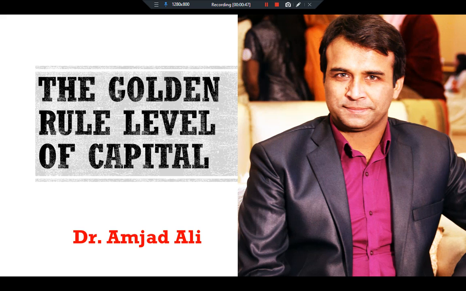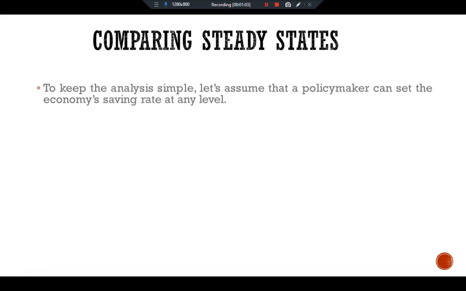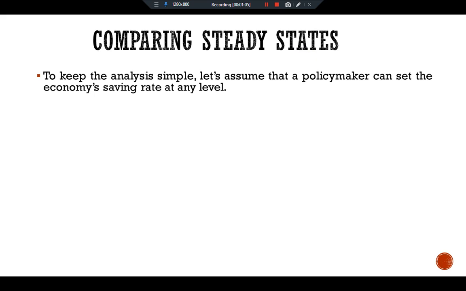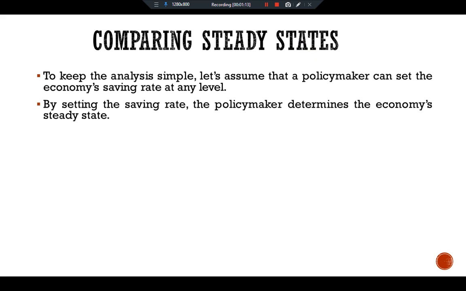In this video, we use the Solow model to discuss the optimal amount of capital accumulation from the standpoint of economic well-being. Comparing the steady states, to keep the analysis simple, let's assume that a policymaker can set the economy's saving rate at any level. By setting the saving rate, the policymaker determines the economy's steady state.